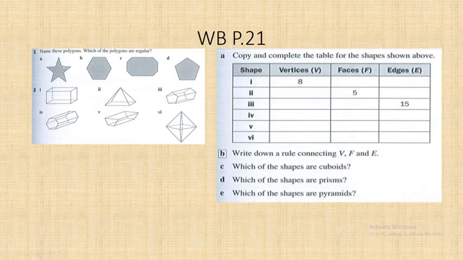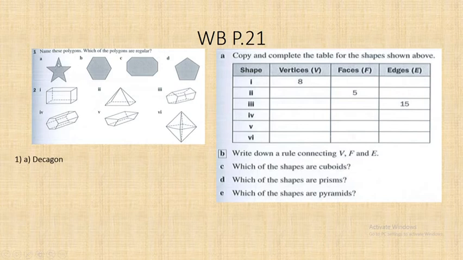Okay. For A here, the name of the polygon is not a star. Some of you said a star, but it's not a star. How many sides does this star have? 1, 2, 3, 4, 5, 6, 7, 8, 9, 10. It has 10 sides, so it's called a decagon. It's a decagon, not a star. Okay.